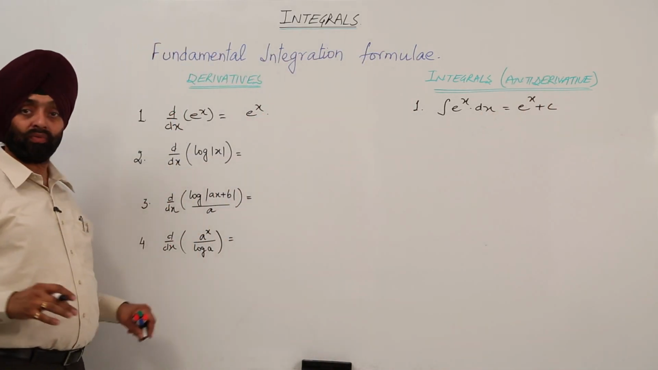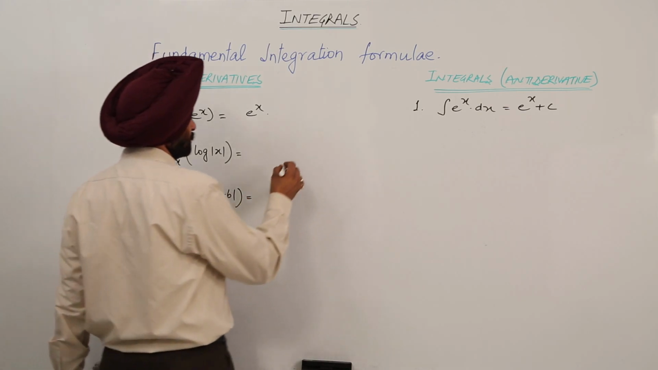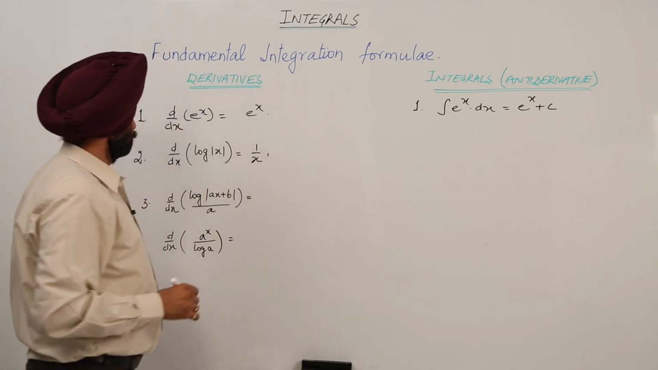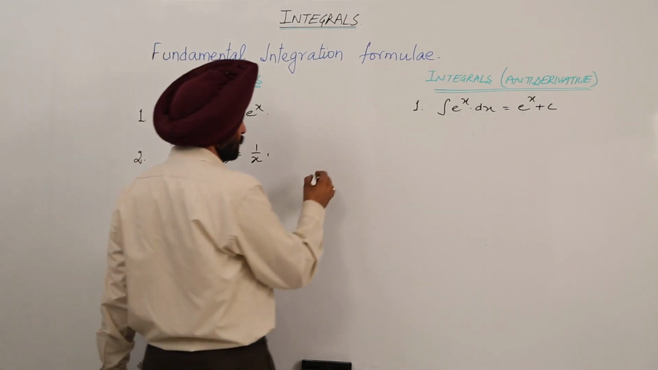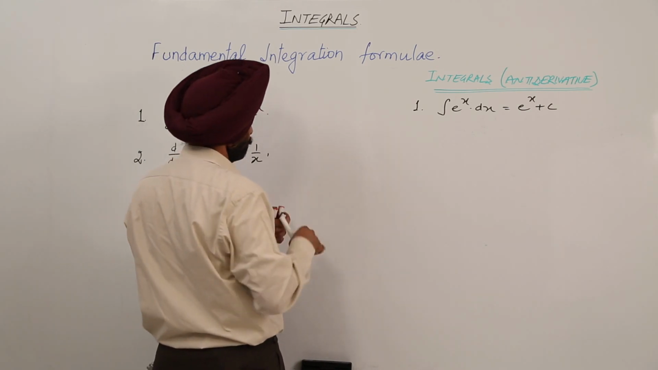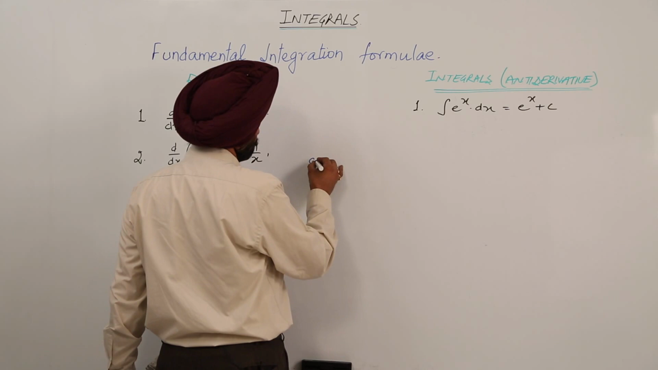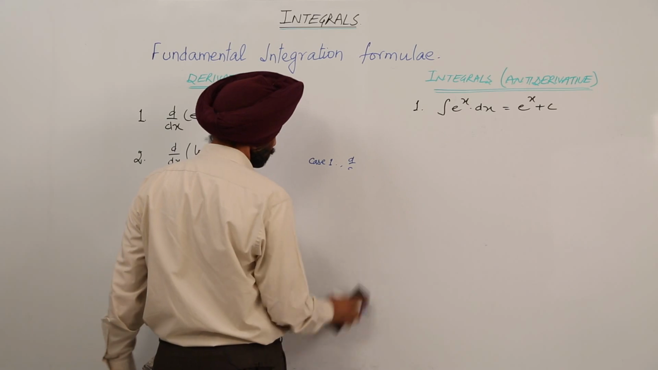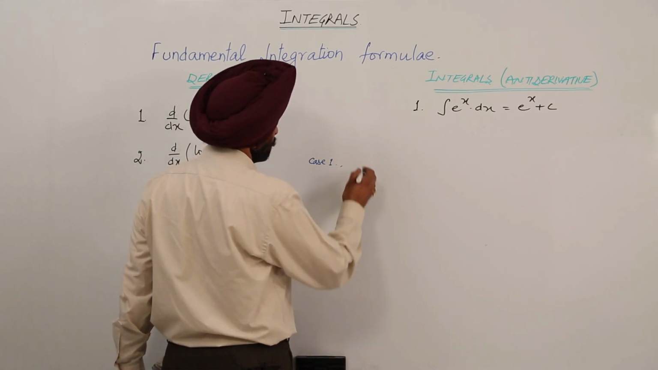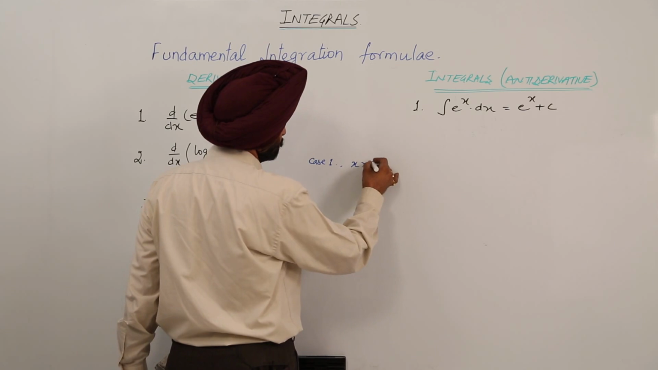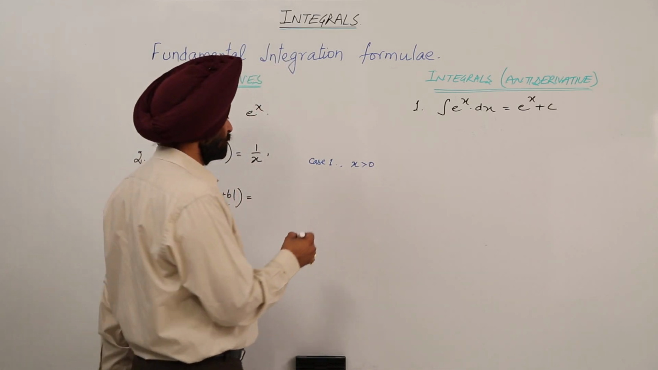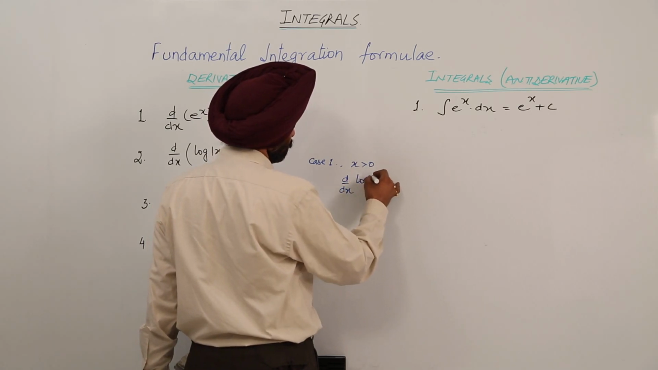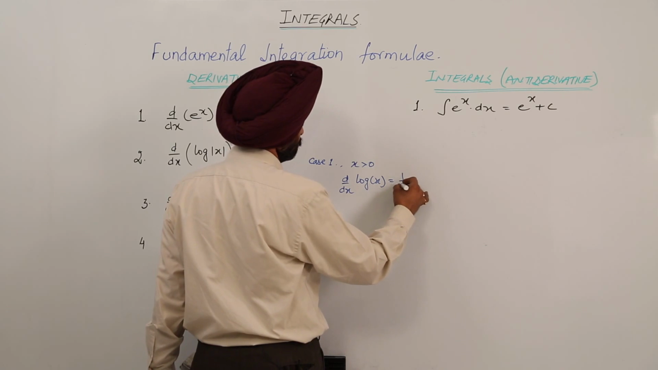Now in d by dx of log x, here three cases arise. Now we know it is 1 upon x. Okay, now let's do it. Case 1, x is greater than 0. Now d by dx of log x is equal to 1 by x.